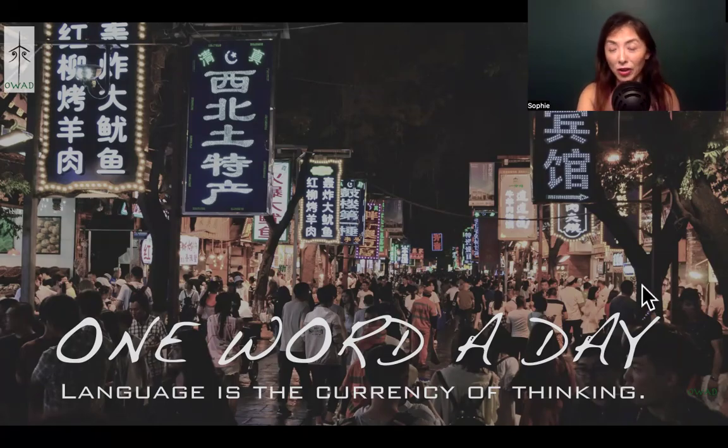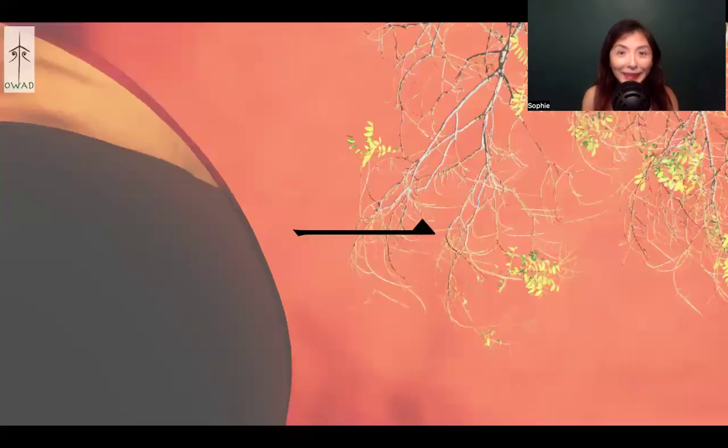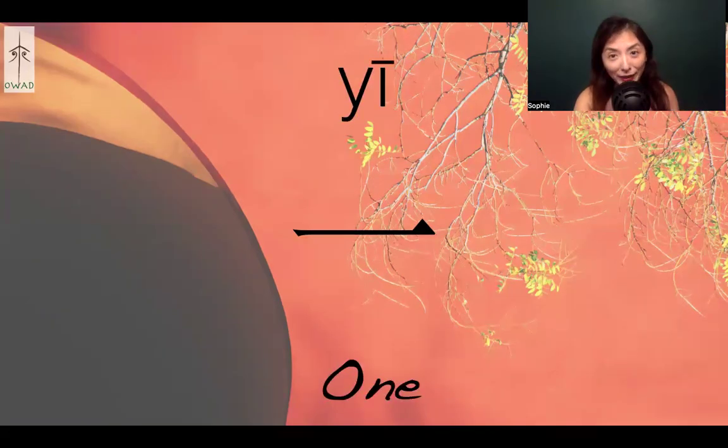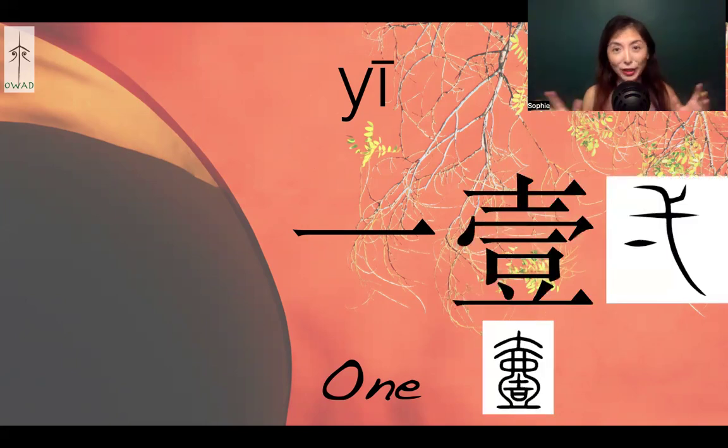That is the very starting point of our journey of unpacking Chinese through the shape to discover the meaning. And today's one is easy. It's just one single horizontal line. And that in Chinese means one. How visually straightforward that is. It's pronounced as yi.